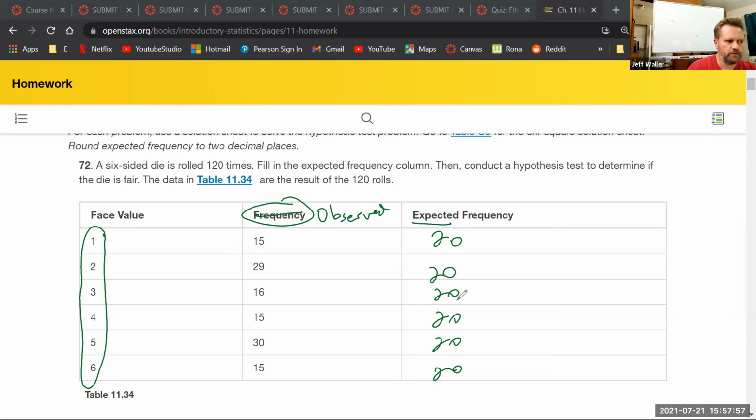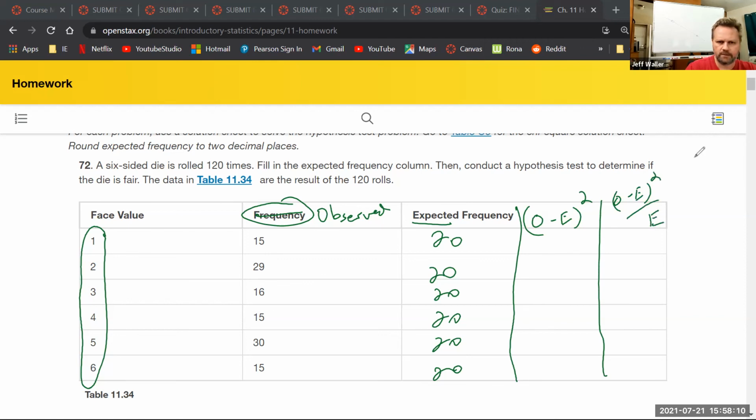20, 40, 60, 80, 100, 120. And then you keep going: observed minus expected, squared, divided by expected. No, sorry. So what I said first wasn't quite right. They actually did a better job on this problem. So there's your O, there's your E, then you can do O minus E squared, all that kind of stuff.